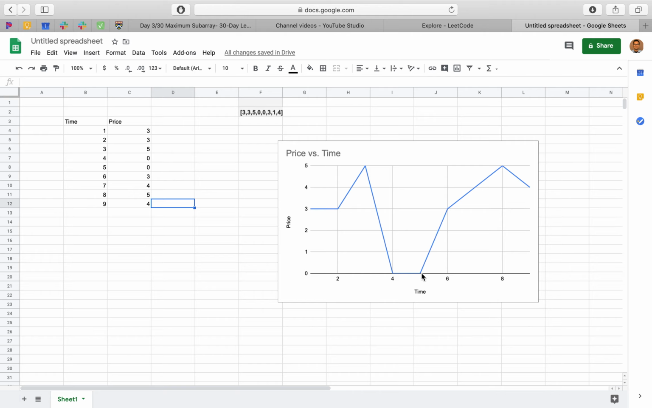So the reason that we don't want to buy here and sell right here is, if we buy right here, the price is 0, right? And if we sell right here, we will get 3, and then we will have to buy again right here at 4 and sell at 5. So the total profit would be 1 plus 3, which is 4. However, if we buy at the local min, which is 0, and sell at the local max, which is 5, we will get 5 profit instead of 4 profit.